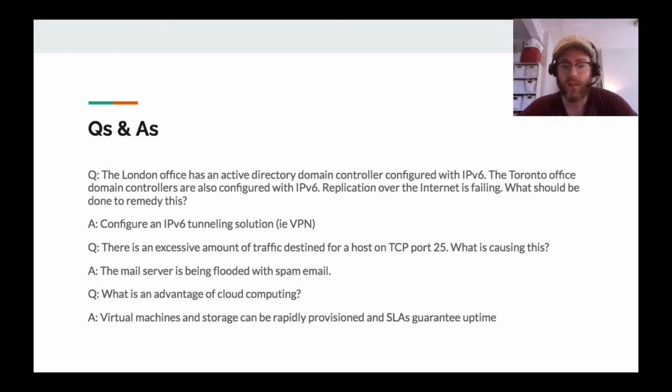There's an excessive amount of traffic going to a host on TCP port 25. What is causing this? The mail server is being flooded with spam. So port 25 is the mail protocol port. So most likely it's getting a lot of spam. What is the advantage of cloud computing? So with cloud computing, the provider of the cloud service can spin up a lot of virtual machines quickly and provision storage for you to use, and there's also SLAs that you would have with them to provide uptime, so that's a few advantages versus having to do all that yourself.